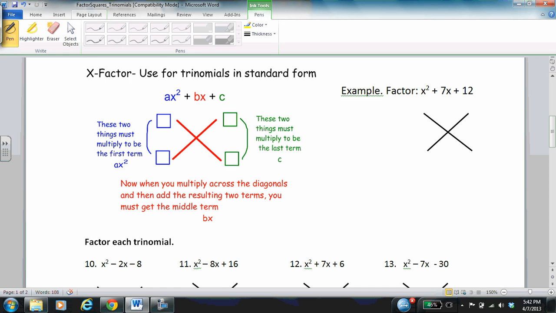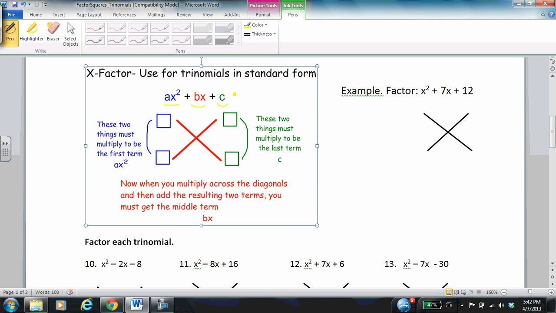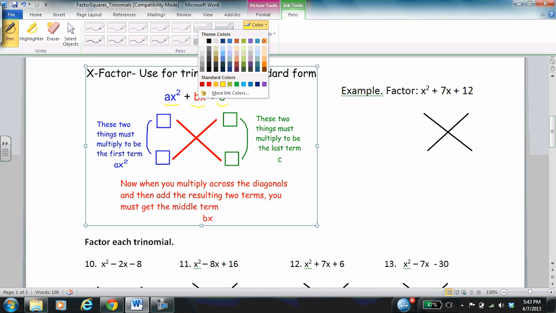This time we're going to be talking about factoring trinomials. So again, a trinomial has three terms, and we're specifically going to look at trinomials in standard form. That means starting with the term that has a degree of 2, and then going to the term that has a degree of 1, and then to the constant term. Let me use different colors so you can actually see.